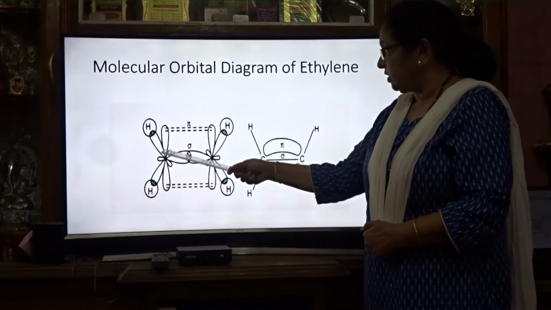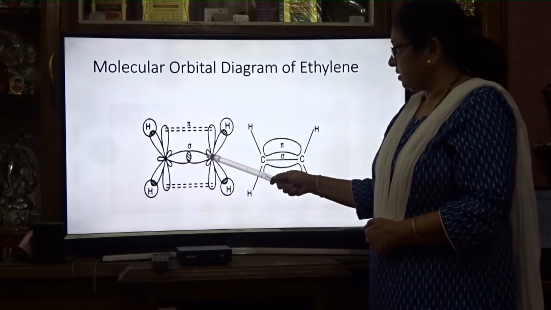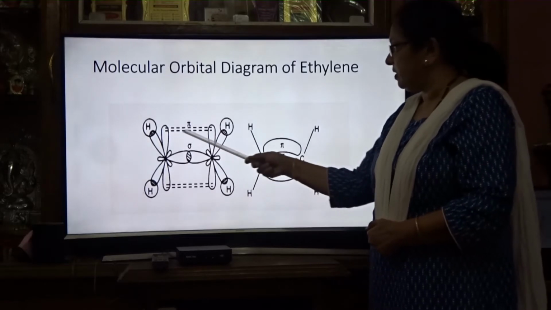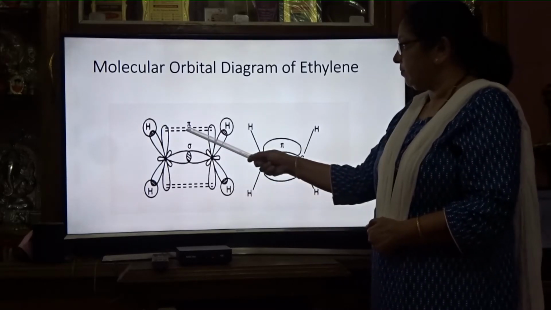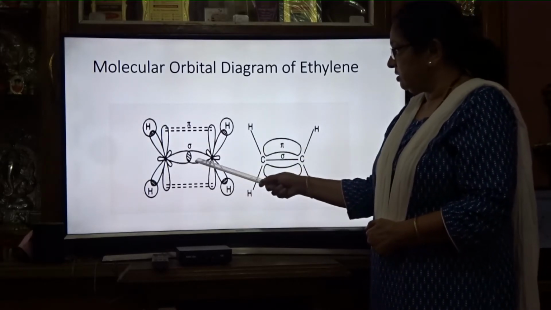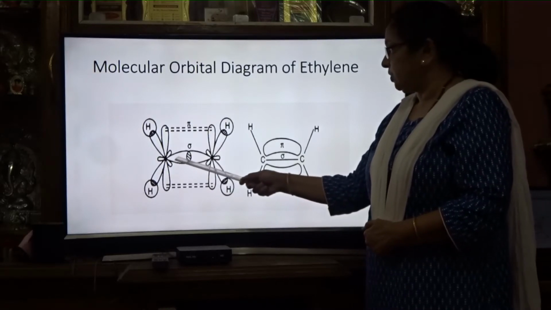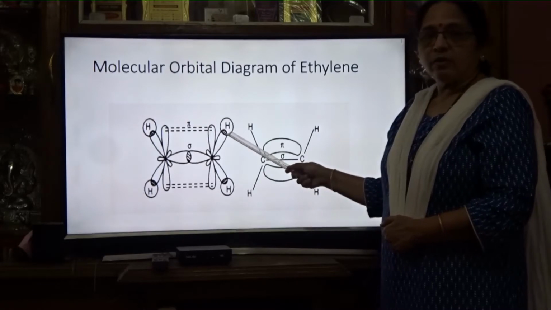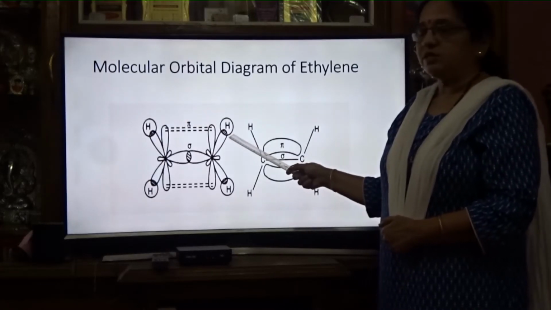So this 2pz you have to show this way. The p orbitals are dumbbell shaped. The overlapping is shown here, lateral overlap, and a pi bond is formed. Now here the sigma bond is formed by sp2 overlap. Sigma bond is formed by sp2-s overlap, sigma bond, sigma bond.